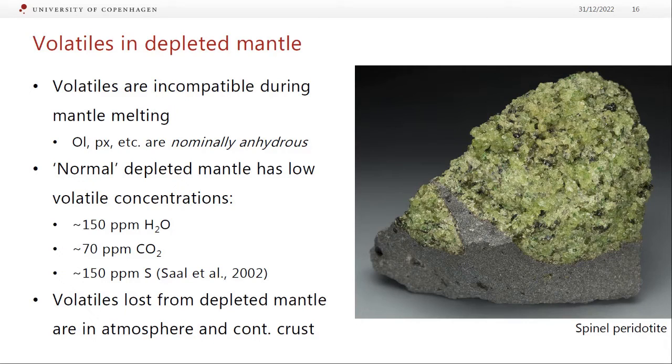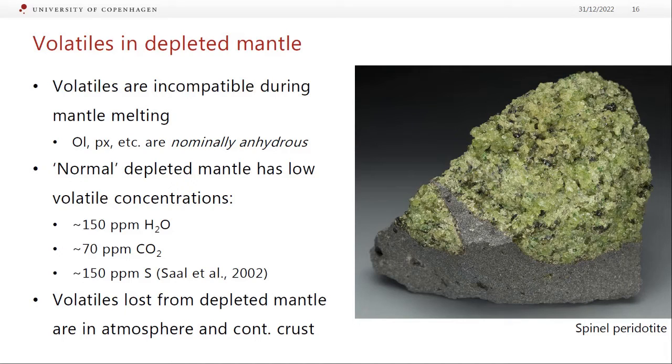the mineral formula. So typical depleted mantle, and what I mean here is the mantle that's melting to give us mid-ocean ridge basalts, has pretty low volatile concentrations. So about 150 parts per million of water, 70 parts per million carbon dioxide, and 150 parts per million sulfur. It is fairly variable, but we're still talking these parts per million levels.